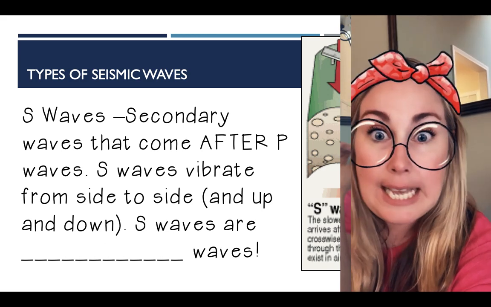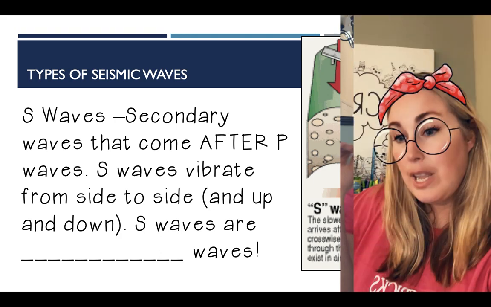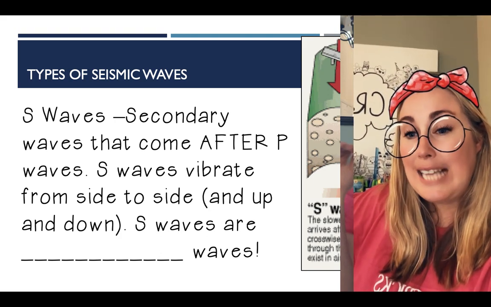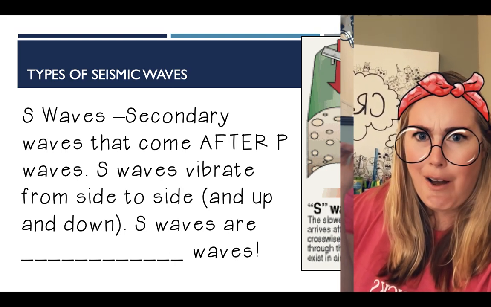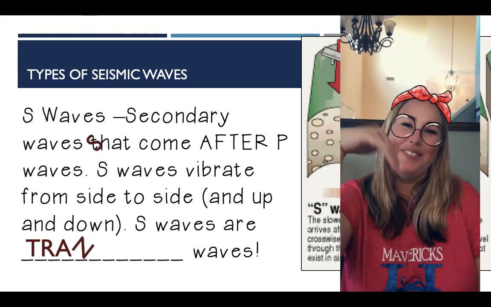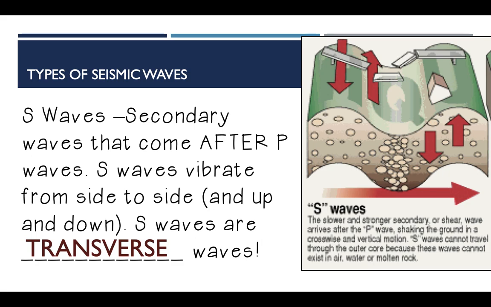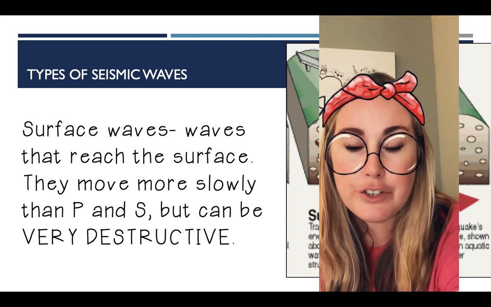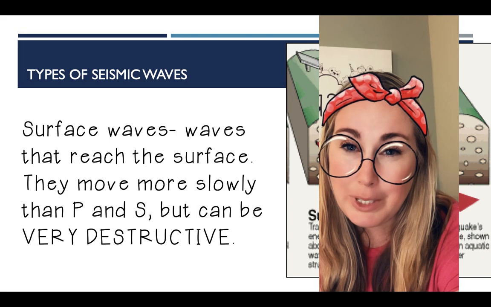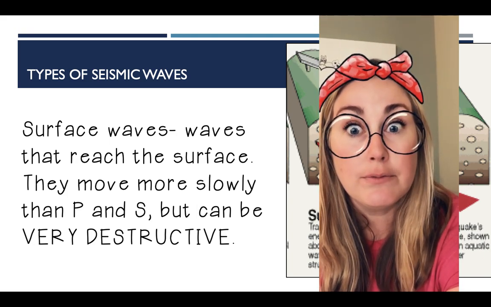S waves are secondary waves. They come after the P waves. S waves vibrate side to side and up and down. S waves are transverse waves. Surface waves are waves that reach the surface. They move more slowly than P and S waves, but they are very destructive.